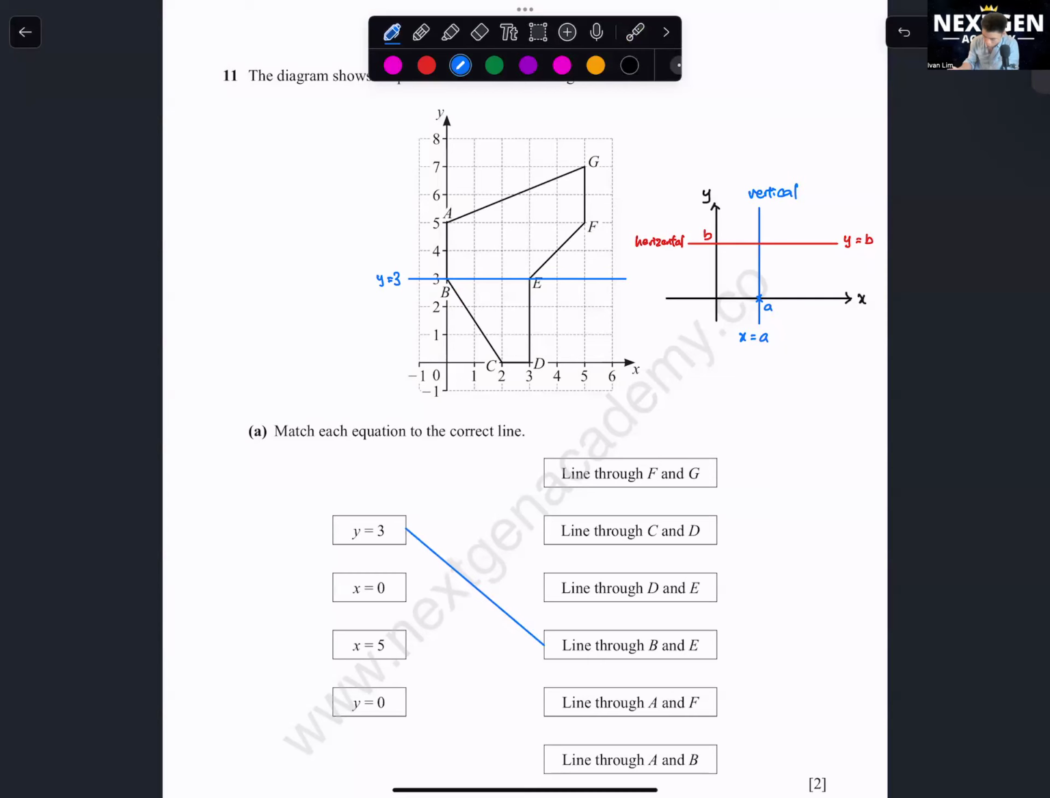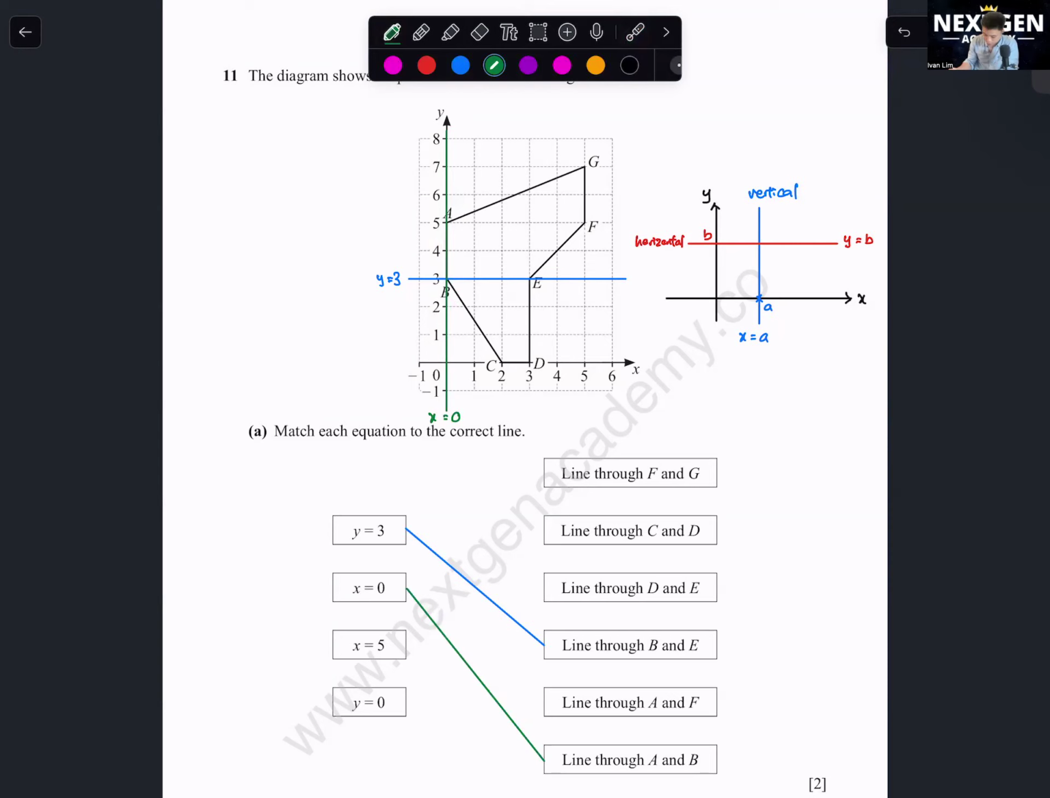Okay, line through B and E. Okay, next one. X equals to 0. This one I will put in green color like this. This one is X equals to 0, A and B. Correct or not? A and B. Okay, the last one. Line through A and B.